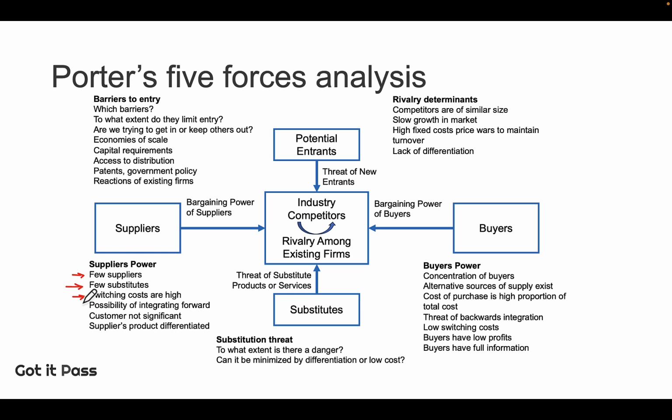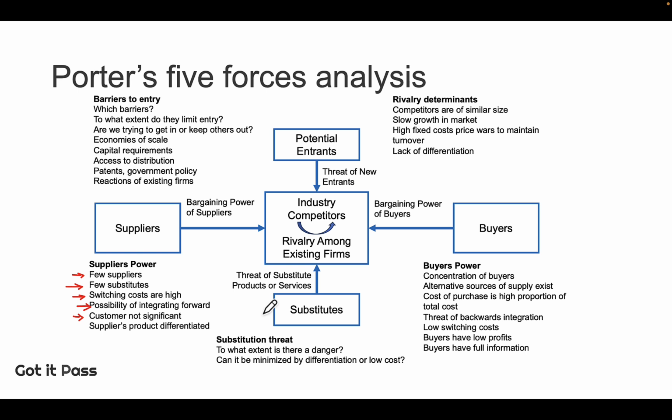And the fourth point here is about the possibility of integrating forward. That means the supplier can buy or acquire its customer. So if there's a possibility of doing that, then the supplier's power is considered to be high. And if a customer, or 1 or 2 customers, is not significant, that means the customer has no negotiation power in front of suppliers. In this case, suppliers are relatively strong in the price negotiation.